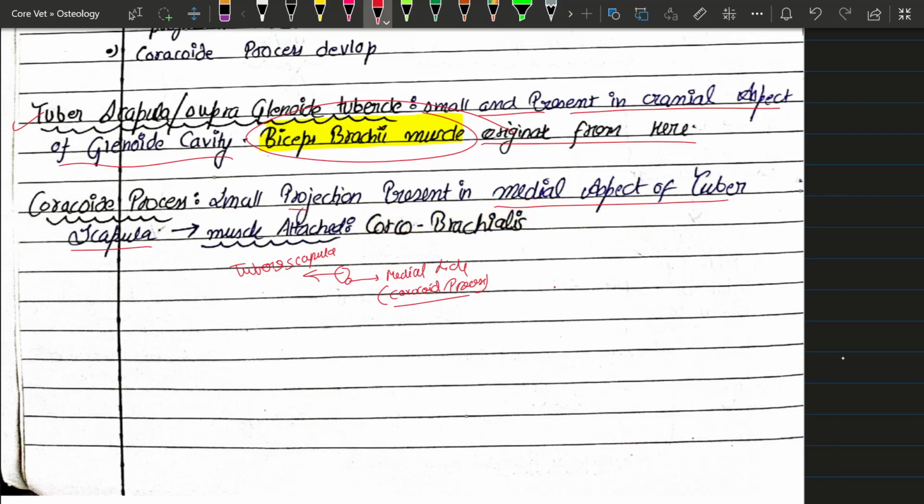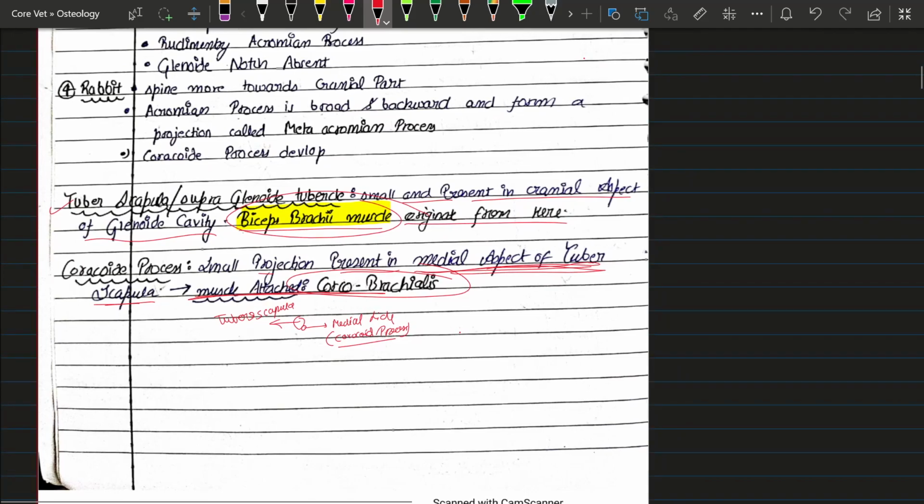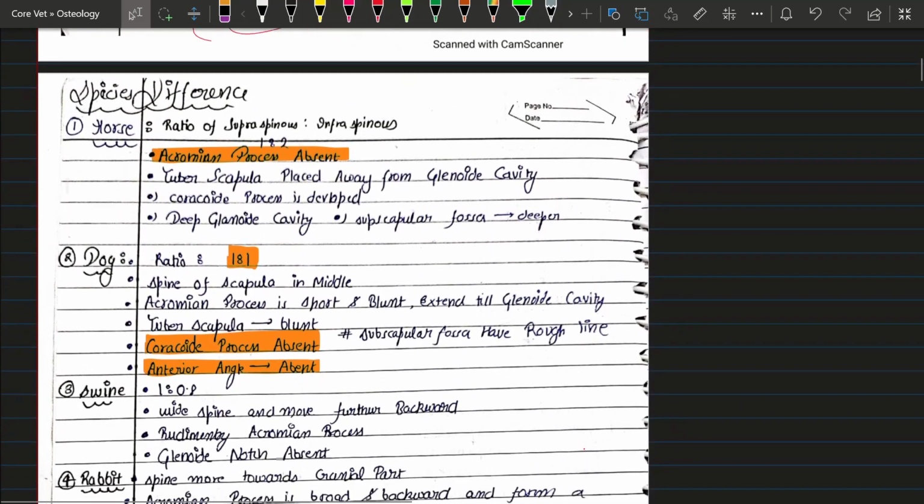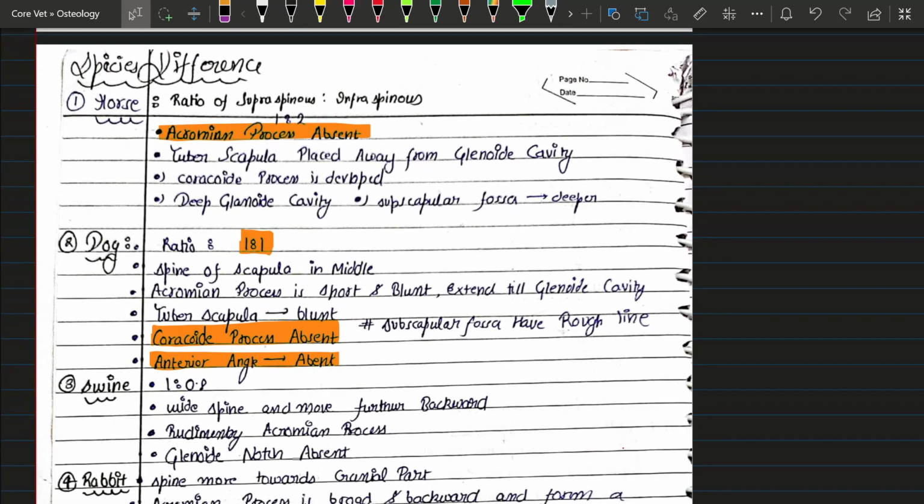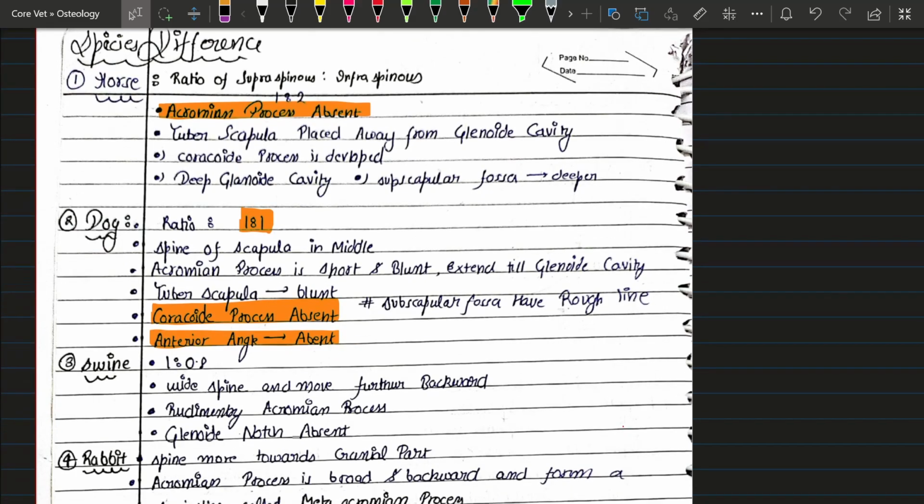It is a small projection present on the medial aspect of the tuber scapulae, which gives accommodation to what? Coracobrachialis muscle. So the tuber scapula gives accommodation to the biceps brachii muscle, and the coracoid process gives accommodation to the coracobrachialis muscle. Right? So this was all about the scapula of the ox, or the cattle or buffalo. Now coming to the species differences.